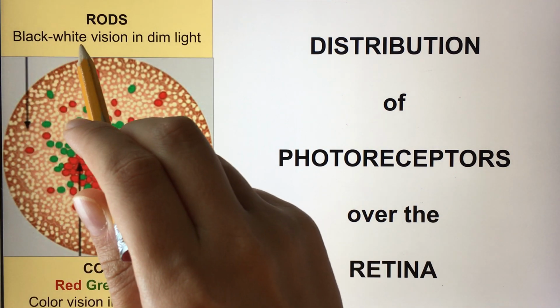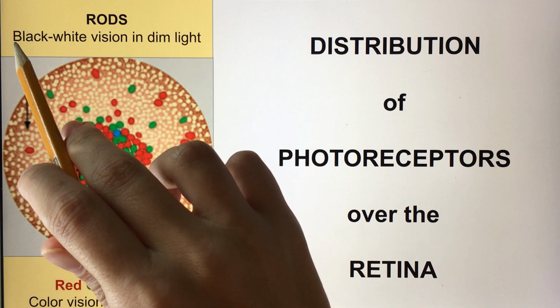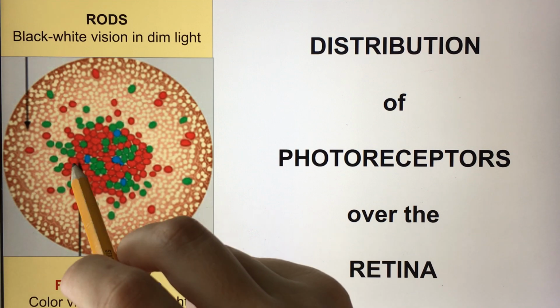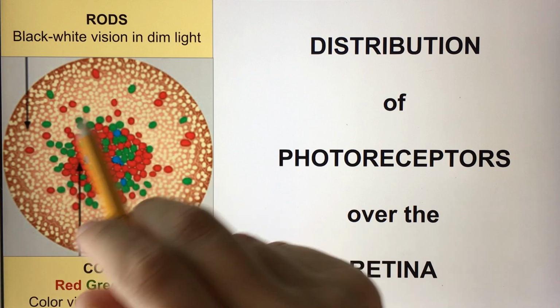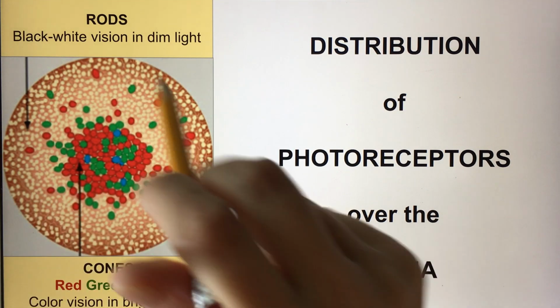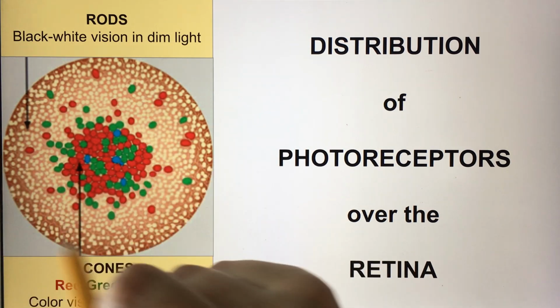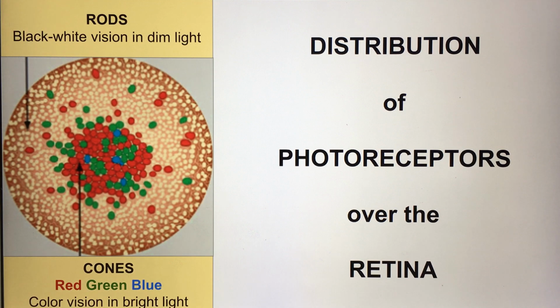They provide us with a kind of black and white vision in dim light, also in bright light, of course, too. They work well in dim light and bright light. And cones work only in bright light, and there are red, green, and blue cones, and they're situated closer to the center of the retina. So this is going to be the macula of the eye. So it's going to have more photoreceptors in the center.